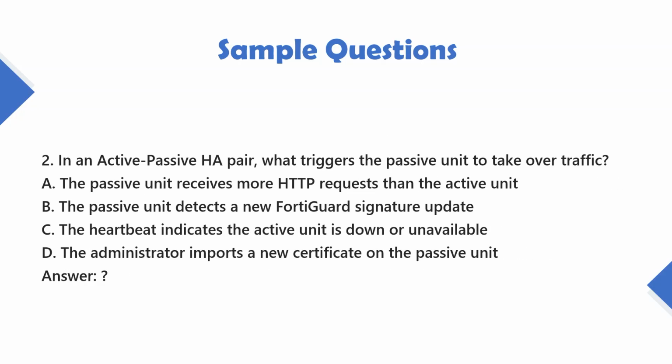2. In an active-passive HA pair, what triggers the passive unit to take over traffic? A. The passive unit receives more HTTP requests than the active unit. B. The passive unit detects a new FortiGuard signature update. C. The heartbeat indicates the active unit is down or unavailable. D. The administrator imports a new certificate on the passive unit.